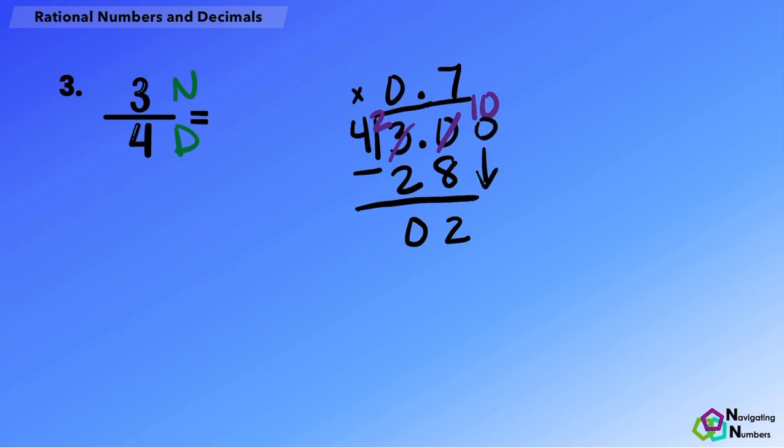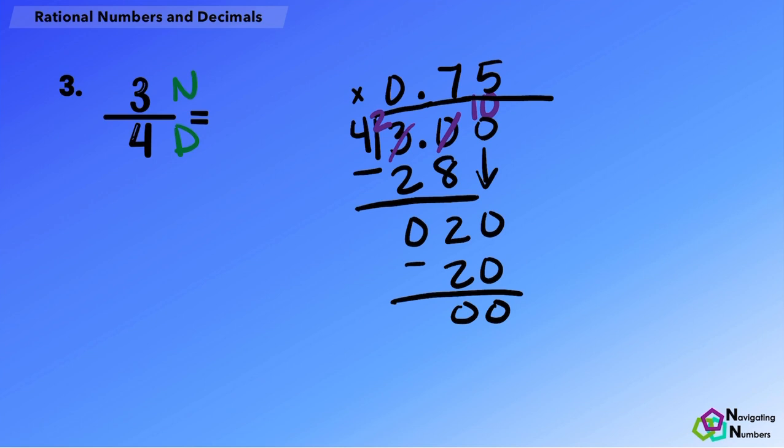Bring down a 0. So 4 goes into 20. How many times? It goes in 5 times perfectly. So 20 minus 20 gives me a remainder of 0. That means that 3 divided by 4, or 3/4, is the decimal 0.75.